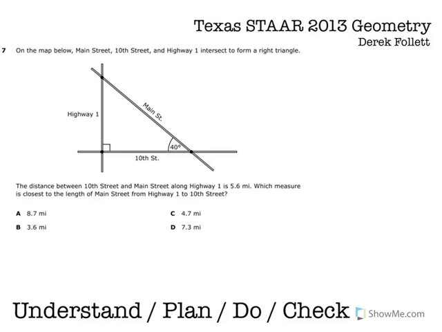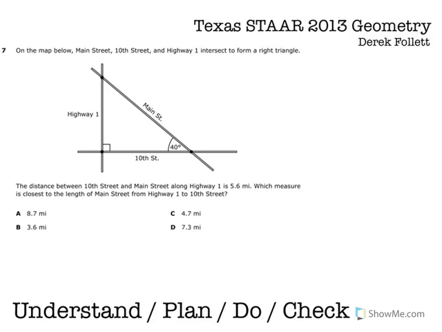This is the Texas STAAR 2013 geometry test, and this is question number 7. It says, on the map below, Main Street, 10th Street, and Highway 1 intersect to form a right triangle. The distance between 10th Street and Main Street along Highway 1 is 5.6 miles. Which measure is closest to the length of Main Street from Highway 1 to 10th Street?